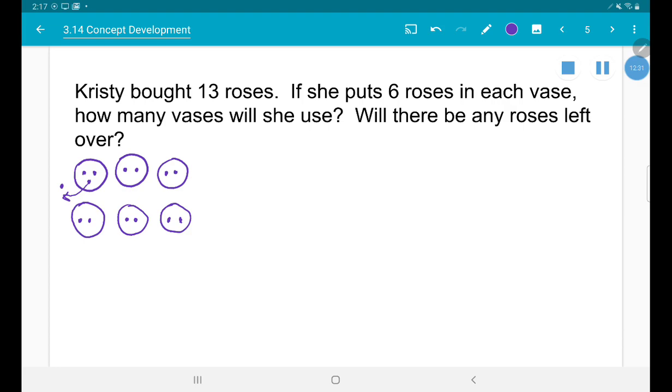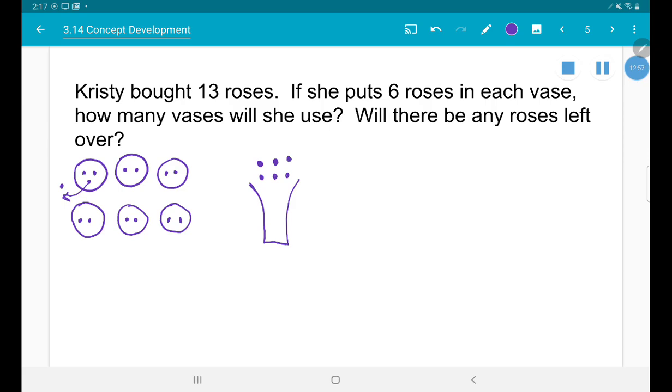Actually, let's go ahead and look at Zyla's picture that she's drawing. She drew something that looks like a vase. And what are you putting into your vase, Zyla? Flowers, and I'm doing dots. Okay. And how many are you going to put in there? 6. 1, 2, 3, 4, 5, 6.